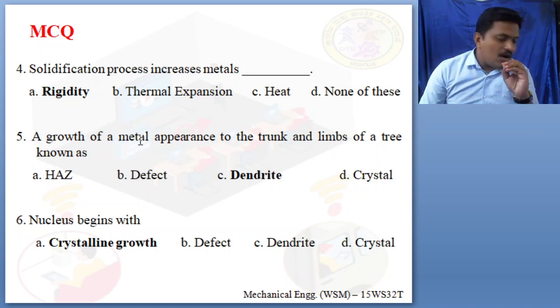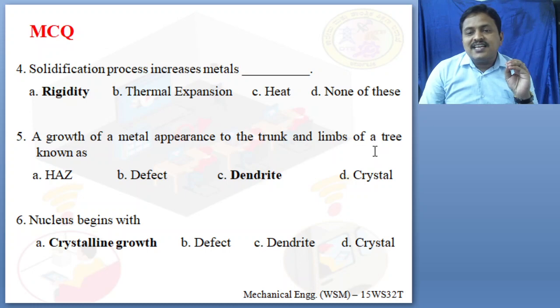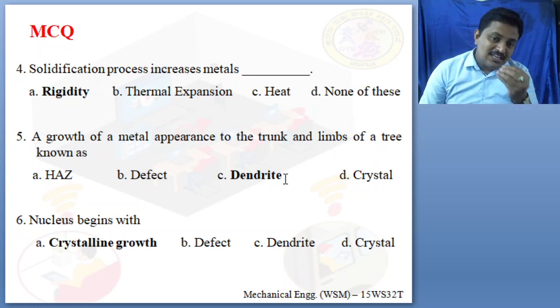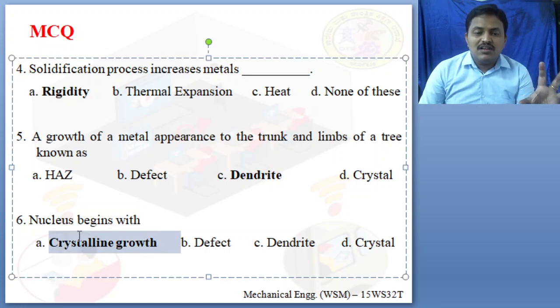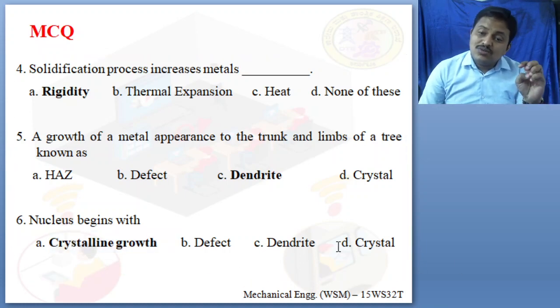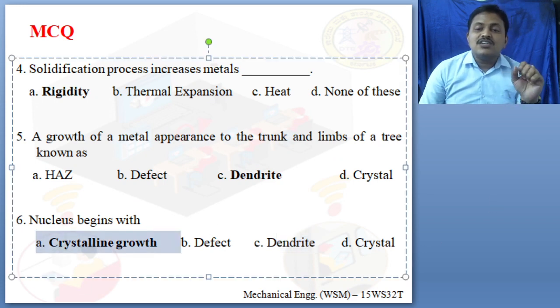The growth of a metal appears like the trunk and limbs of a tree, which is known as what? What is this term known as? Heat affected zone, defect, dendrite, crystal. The answer is dendrite. Nucleus begins with what? Crystal structure, defect, dendrite, crystal. It starts with crystal growth. The technical word is crystal growth. The process is known as dendrite, but I am not speaking about that. Nucleus begins with what? It is known as crystal growth.